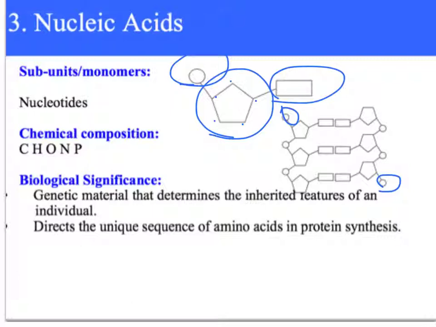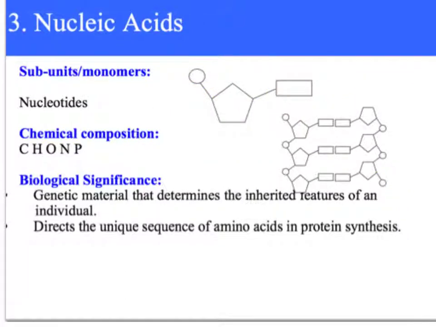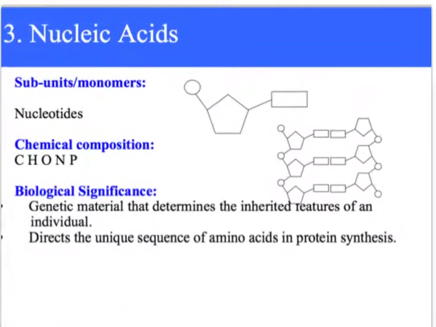The biological significance: they're the genetic material that determines the inherited features of an individual. So basically, what you inherit from your parents is the DNA. That DNA is a blueprint for what you are to become. It's also really important because it directs the unique sequence of amino acids in protein synthesis. What's the most common type of protein that you guys have come across? An enzyme.